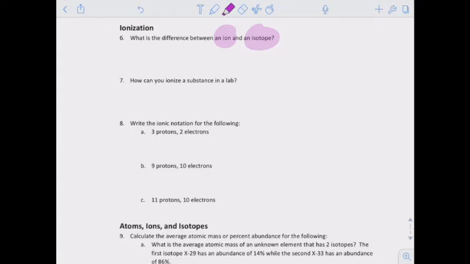Number 8 says write the ionic notation for the following. So we're writing the ionic notation. Protons tell us what it is, and then we go protons minus electrons to find charge. So 3 protons, we know that we have lithium, and 3 minus 2 gives us positive 1. 9 protons tells us that we have fluorine, and our charge would be 9 minus 10, which is negative 1. And then 11 protons would be sodium, and 11 minus 10 would be plus 1.